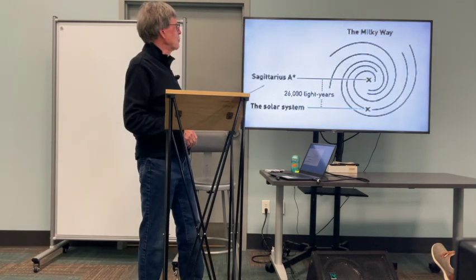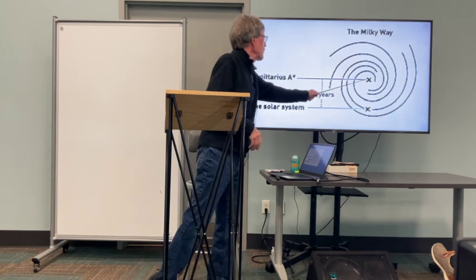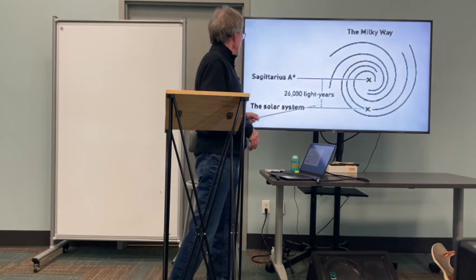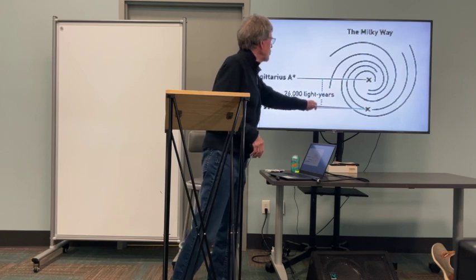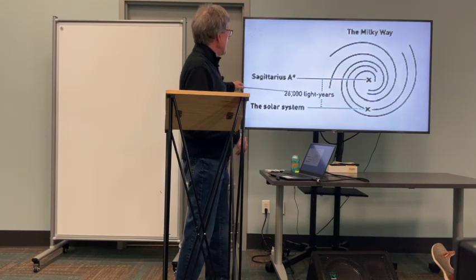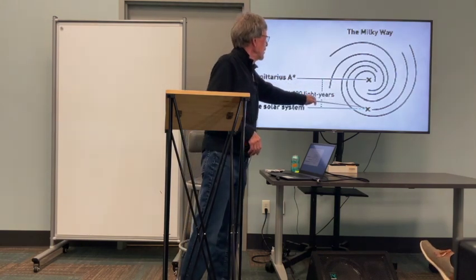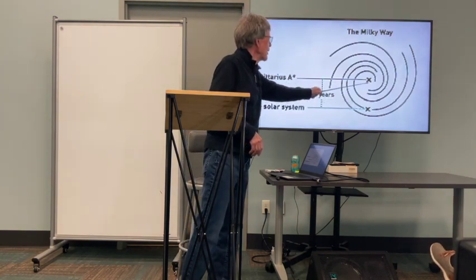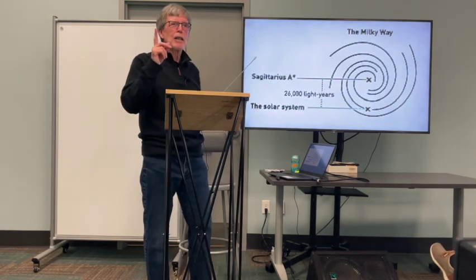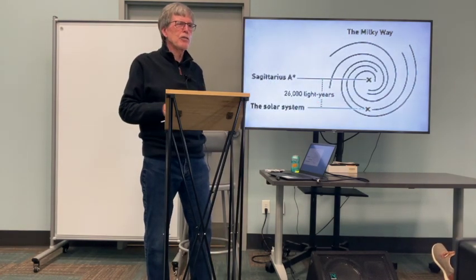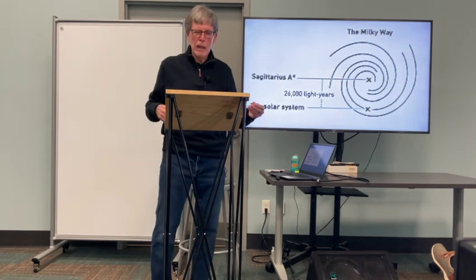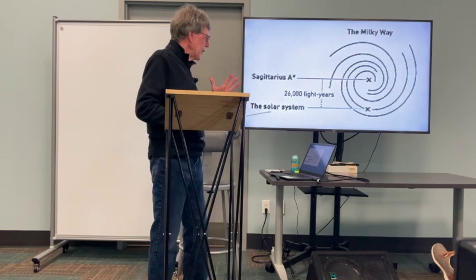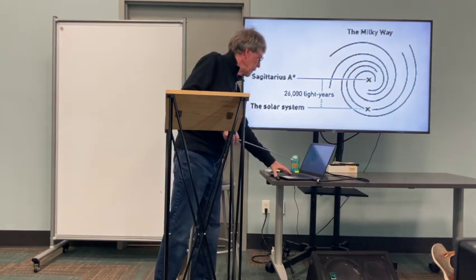Here's a super simple map. Here's the center of the galaxy. There's Sagittarius A. There's us, our sun, and our solar system here. But look at that, 26,000 light years to go from here to there, or back. 26,000 light years. That is a long time. So I don't think we're going to be making that trip anytime soon.